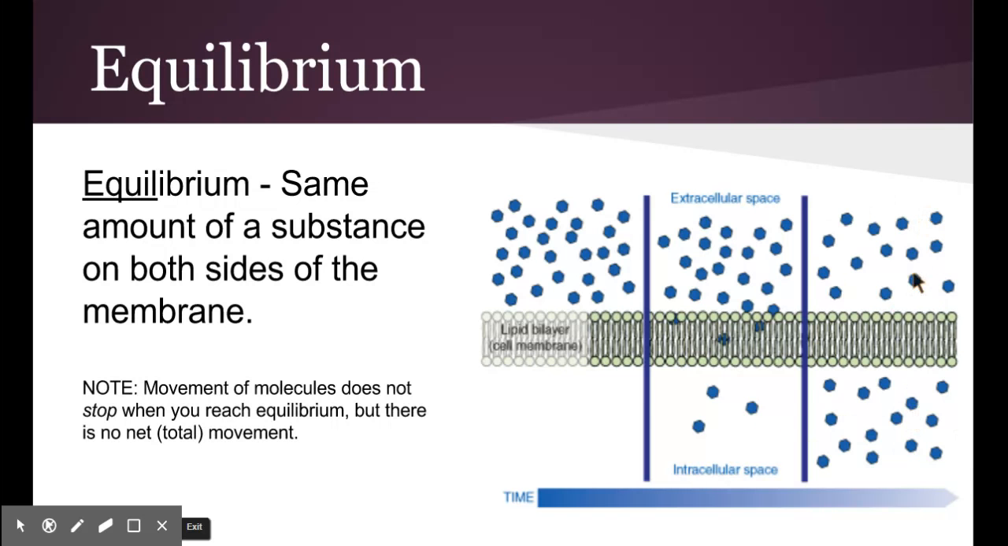Now, in equilibrium, that does not mean that everything stops moving. So that doesn't mean that the glucose that are on one side stay on that side forever and ever. What it means is that we have what's called no net or total movement, meaning they still move back and forth across the membrane, but about an equal amount are going in as they're leaving. So there's no total change in any direction.